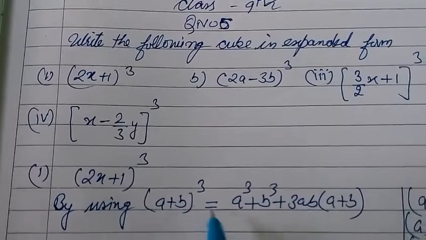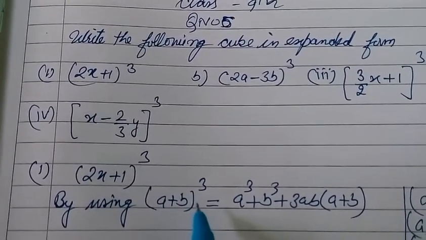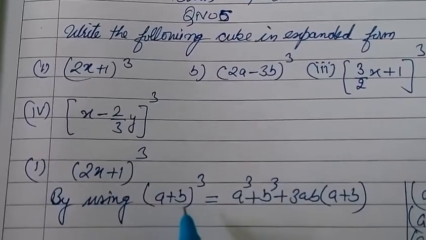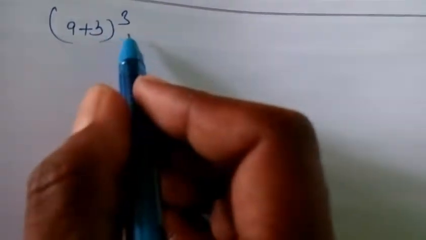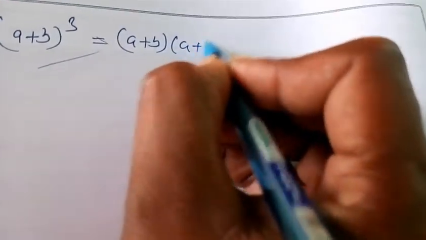Before I start this question and tell you the expansion of (a plus b) raised to power 3, you can also solve this by yourself. Let me solve this before you. I want to find the expansion of (a plus b) raised to power 3. It means that a plus b is multiplied by itself 3 times.